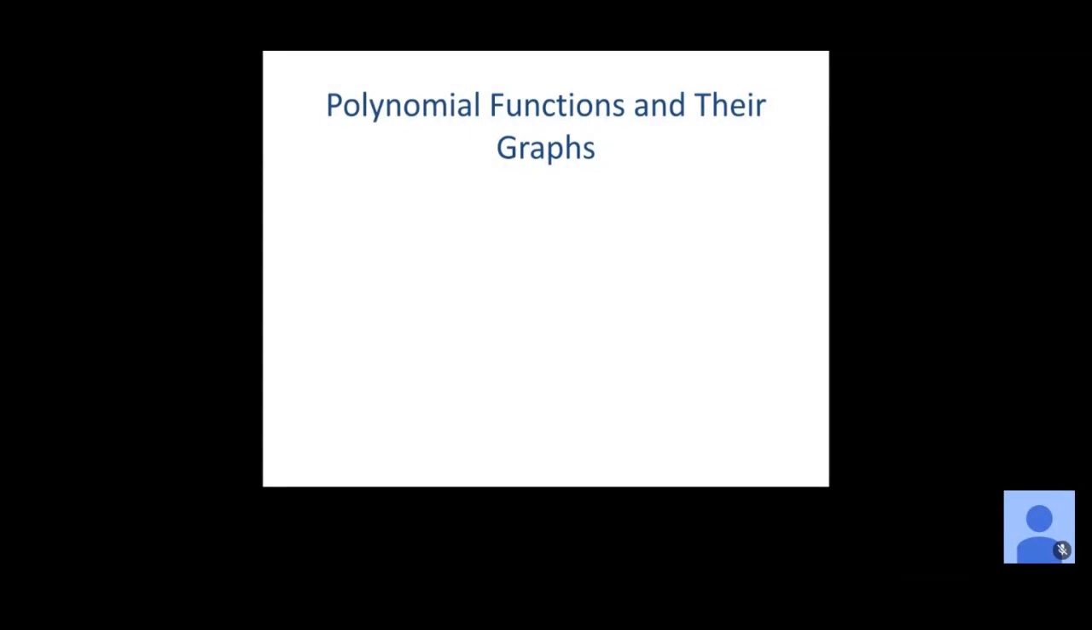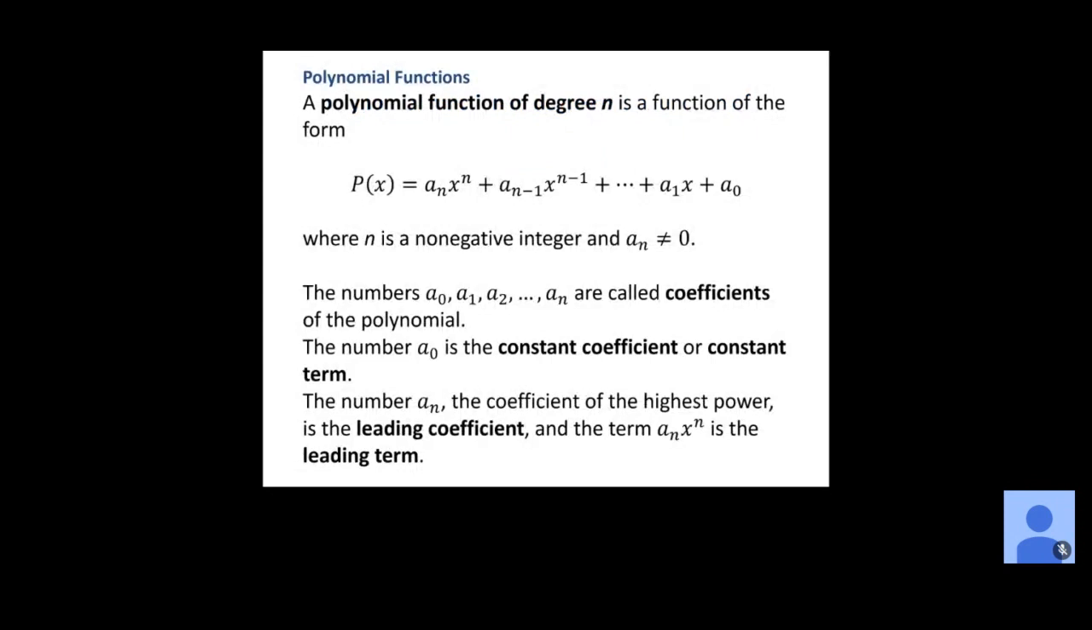Hello again. This is section 3.2, polynomial functions and their graphs. So what we're going to look at in this section is how we can look at the equation of a function and actually determine, at least somewhat, what it looks like, without even having to use a graphing device.